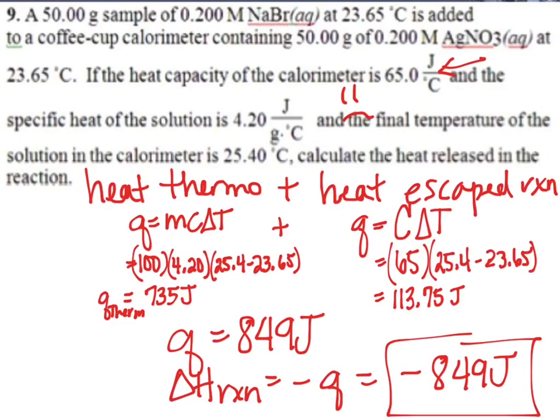Okay, so you've got to remember, if no heat is lost to the calorimeter, Q equals mcΔT. If there is heat loss to the calorimeter, then you need to use Q equals mcΔT plus CΔT. And then always your final step is negative Q to get your delta H.